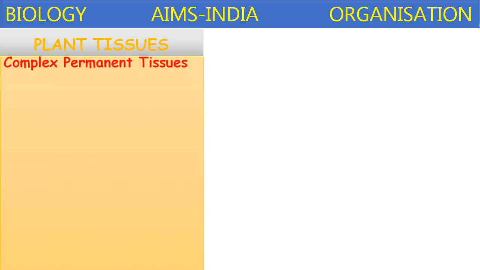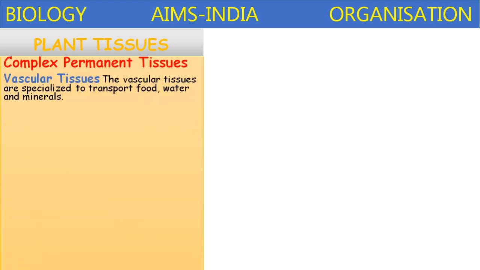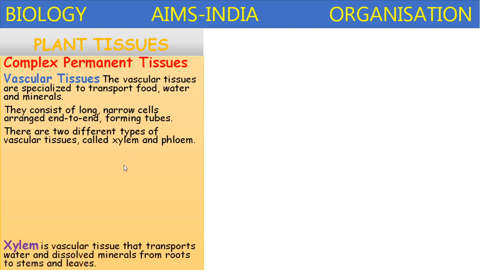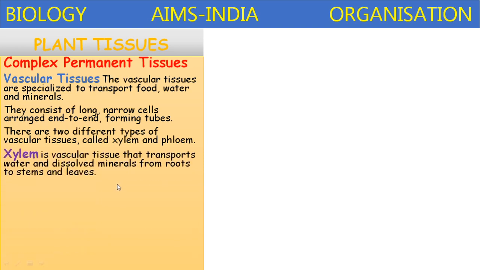Plant tissue, complex permanent tissues, are called vascular tissue or conductive tissue. The vascular tissues are specialized to transport food, water, and minerals. They consist of long, narrow cells arranged end to end, forming tubes. There are two different types of vascular tissues called xylem and phloem.